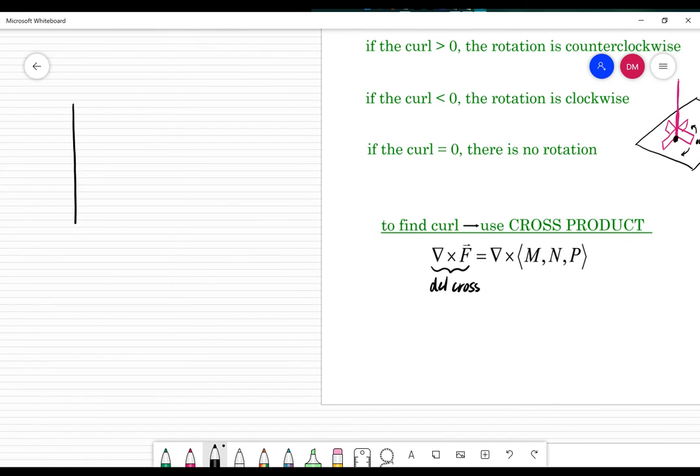So in order to do my cross product here, I'm going to say for my components I, J, and K, I would be taking my gradient, so my partial with respect to x, my partial with respect to y, and my partial with respect to z. That would be my gradient. And I'm going to cross that with M, N, P, my vector field.